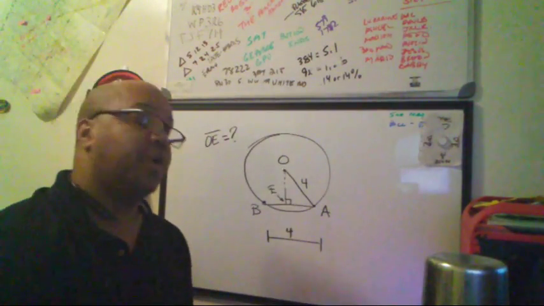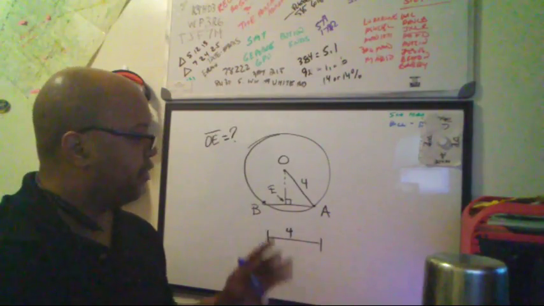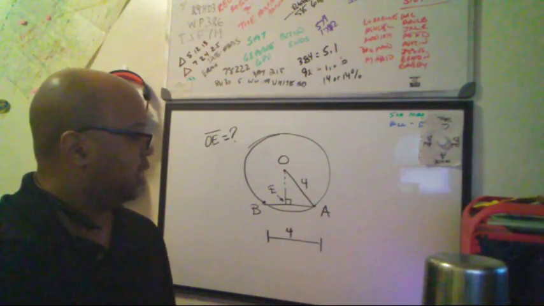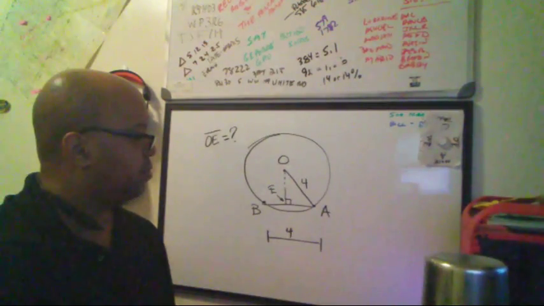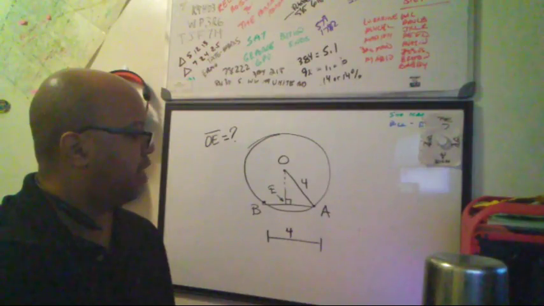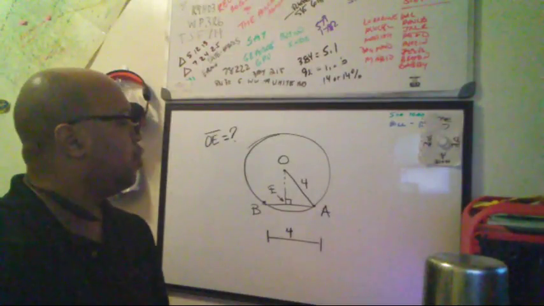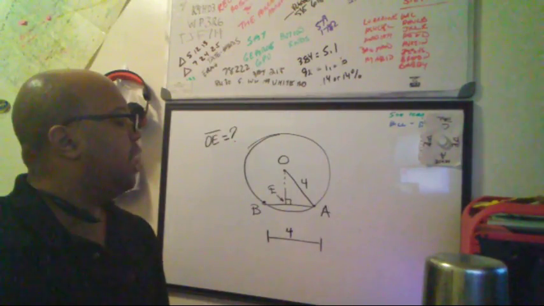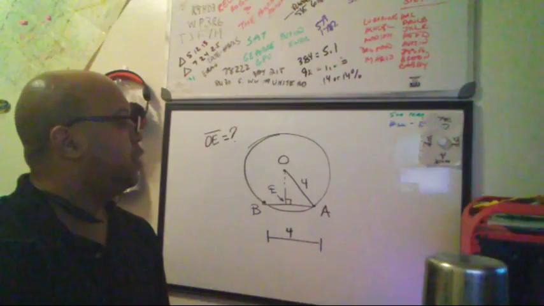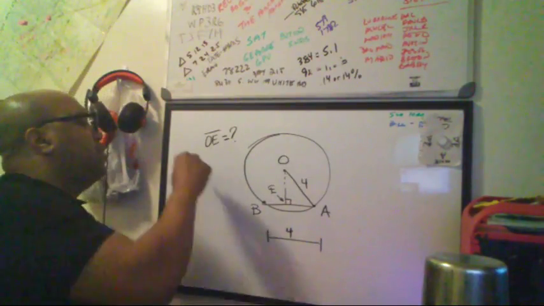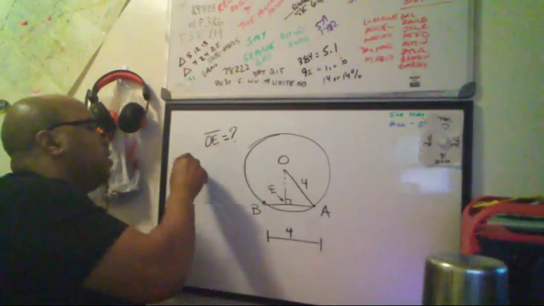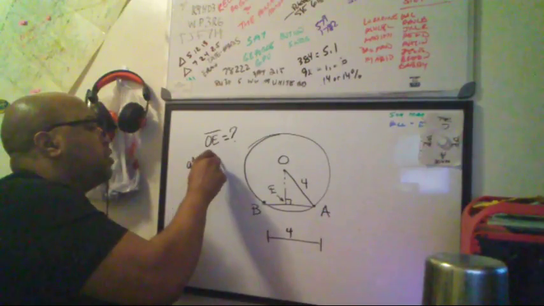So the first thing that we have to ask ourselves is, is this a 3, 4, 5 triangle? And it is not, because the hypotenuse would be 5. We do have a right triangle, but the hypotenuse is not 5, it is 4. So what we're going to have to do is use the Pythagorean theorem, which is a squared plus b squared equals c squared.